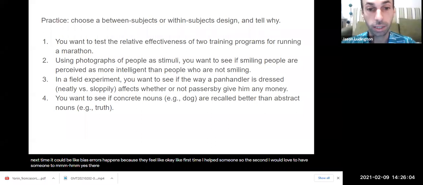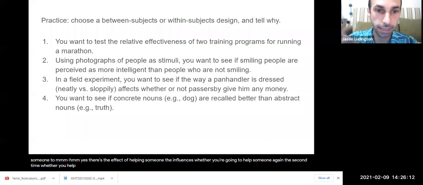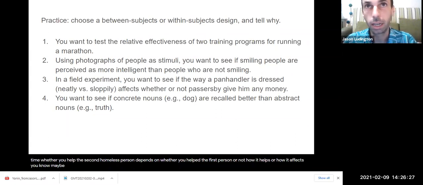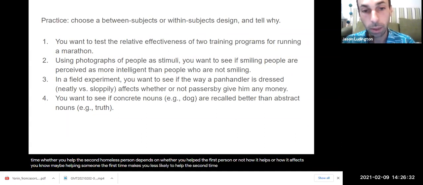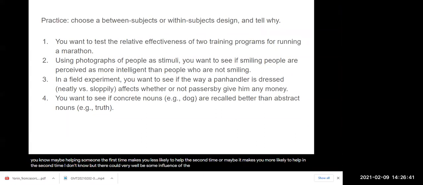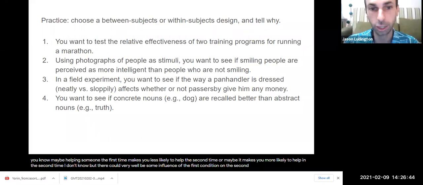Yes. There's the effect of helping someone that influences whether you're going to help someone again the second time. Whether you help the second homeless person depends on whether you helped the first person or not. We don't know how it affects, maybe helping someone the first time makes you less likely to help the second time, or maybe it makes you more likely to help the second time. I don't know, but there could very well be some influence of the first condition on the second condition.